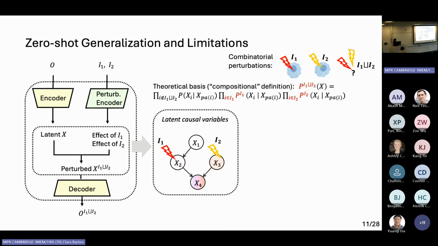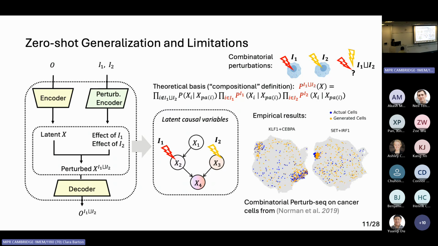The theoretical basis of this is in the literature of causality, where the definition of combinatorial perturbation is very compositional. The definition of perturbing both I1 and I2 has this sort of factorization, where the effects of I1 and I2 are compositional. You have already seen what the effects of I1 and I2 look like in their corresponding single perturbations, so you can use that to predict what's going to happen to the cells if you do both of them. Of course, if the definition changes, the theoretical basis doesn't really sustain.